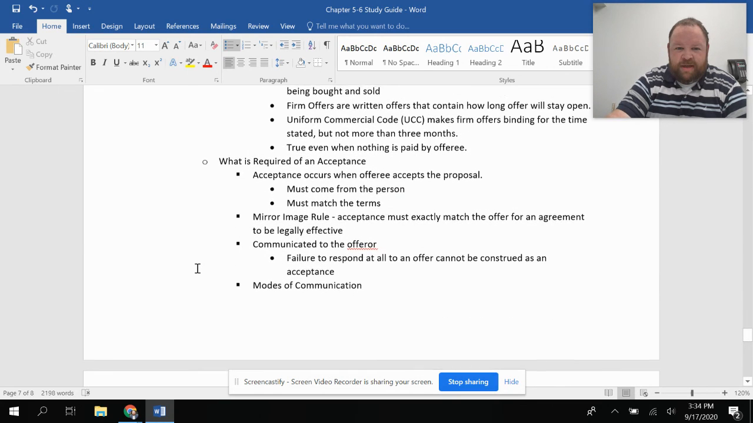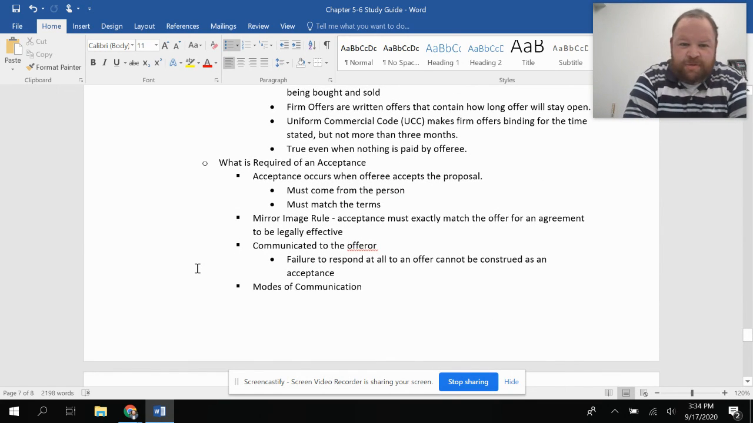Finally, we look at acceptance and what's required for that. Acceptance occurs when the offeree accepts the proposal. It must come from the person and must match the terms. And we have to remember the mirror image rule, right? The acceptance must exactly match the offer for an agreement to be legally effective. It needs to be communicated to the offeror. Failure to respond at all to the offer cannot be construed as an accepted offer, right? So if you like it, you agree to it, you have to communicate with the person that made the offer.